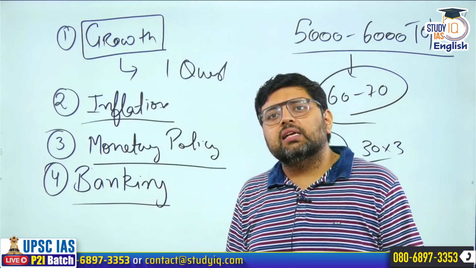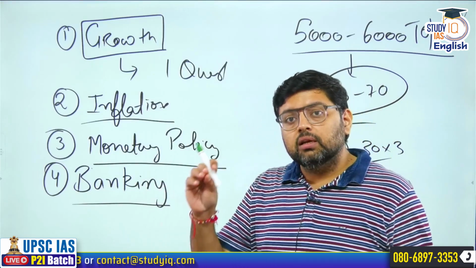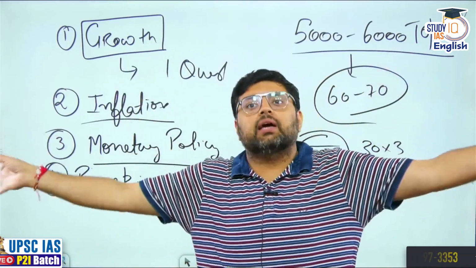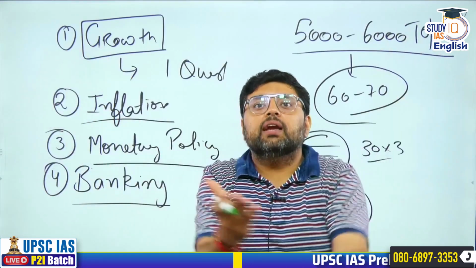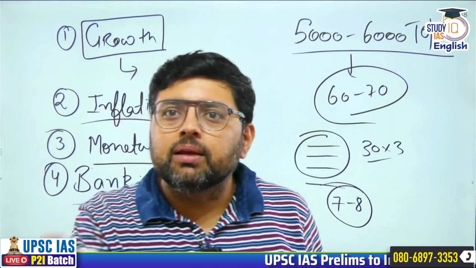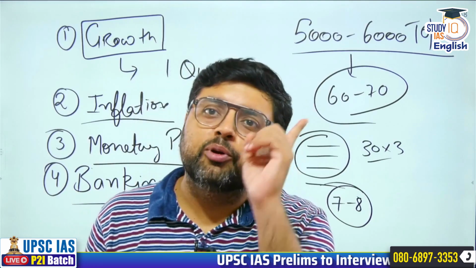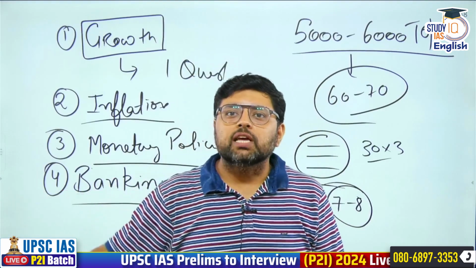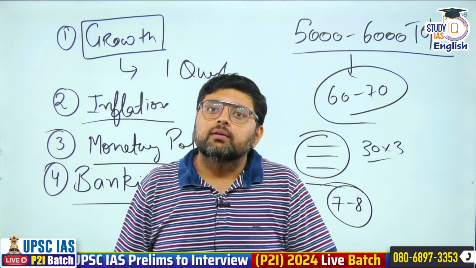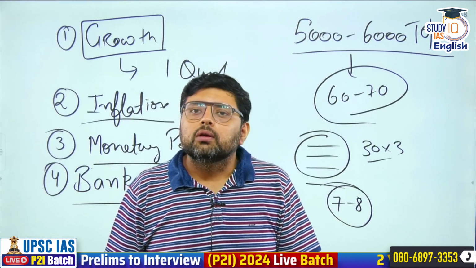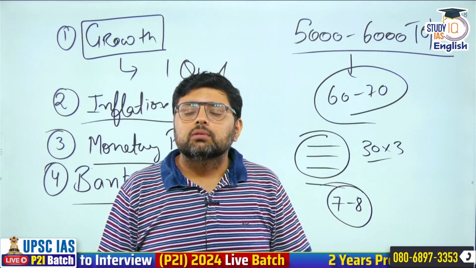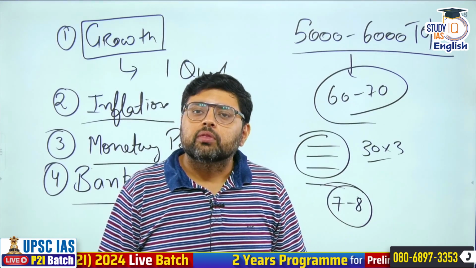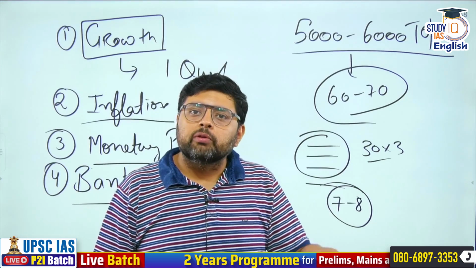Practically, they can ask you a question in mains also: what can be done to reduce NPAs? Everyone knows that NPAs are there, but ultimately what to do? What is the solution? A few minutes back I told you that as a bureaucrat, it is your responsibility to come out with a solution. Now if you say, sir, don't give loans at all, that is also not good. Why? Because if you do not give loans, then ultimately the economy will not grow.